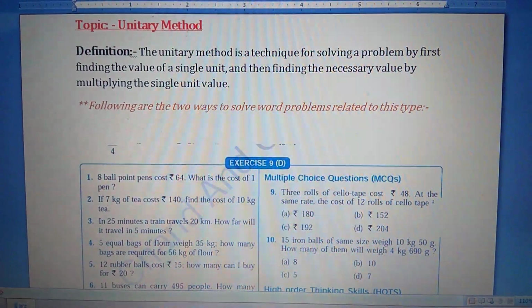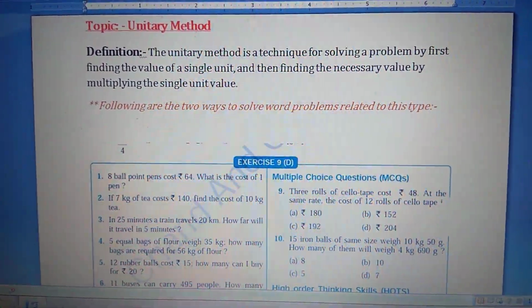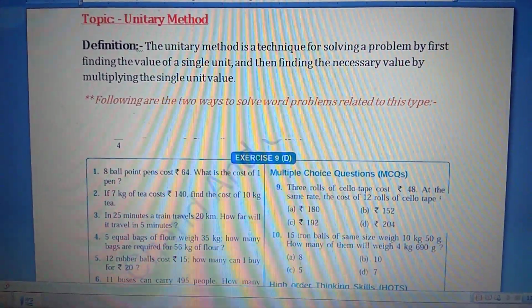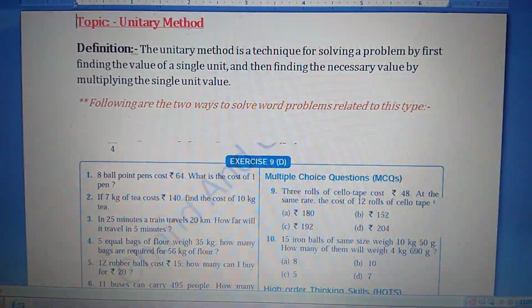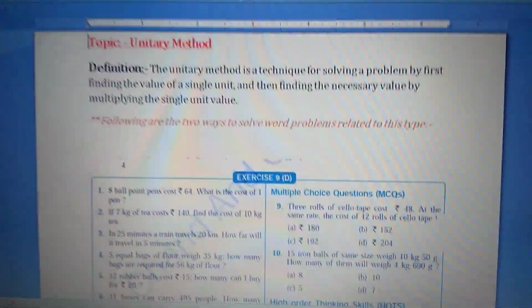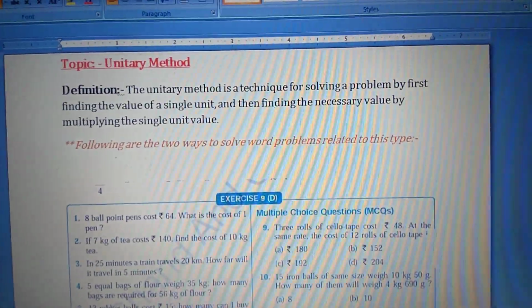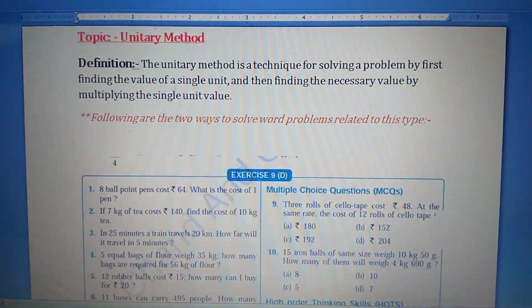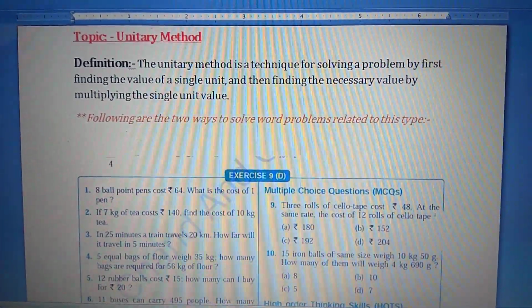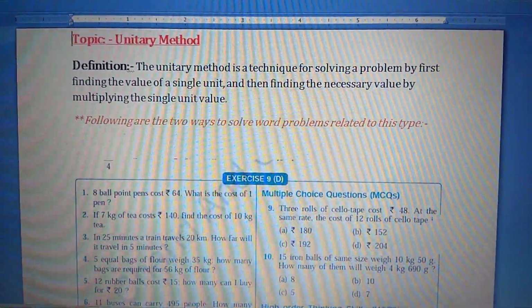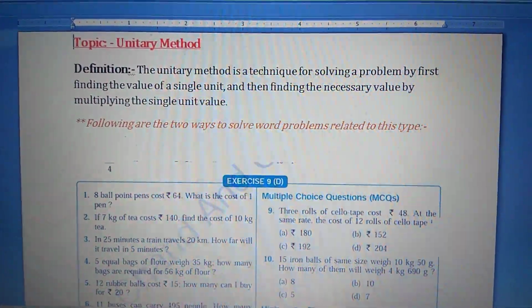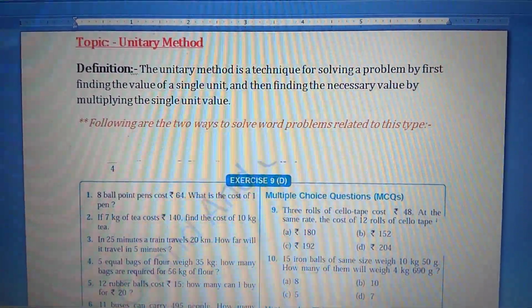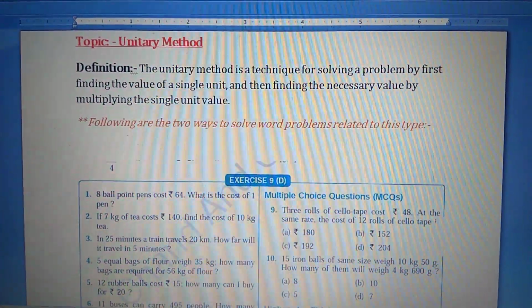In the previous exercise, we have done with proportion. So today, in this class, we are going to start the last topic of this chapter, ratio and proportion, that is unitary method. Some of you may know a little bit about unitary method. Maybe you have done it in class 5 also. So let me introduce this topic to you.